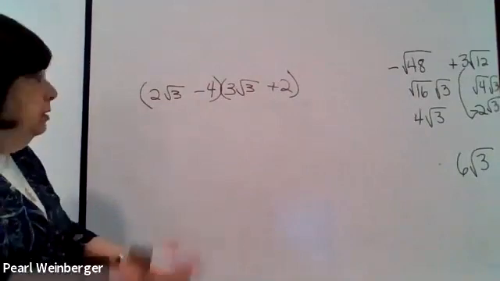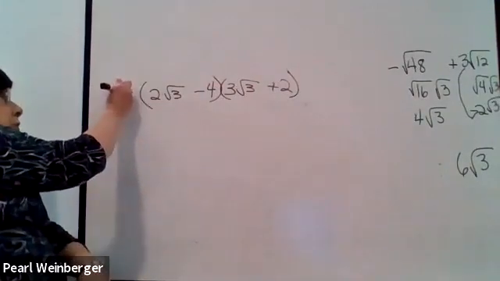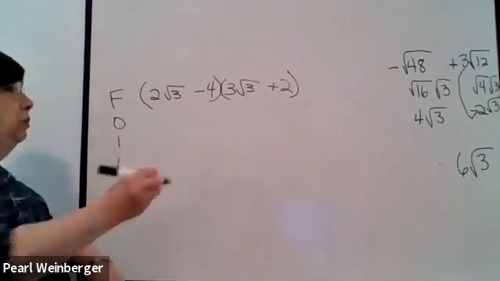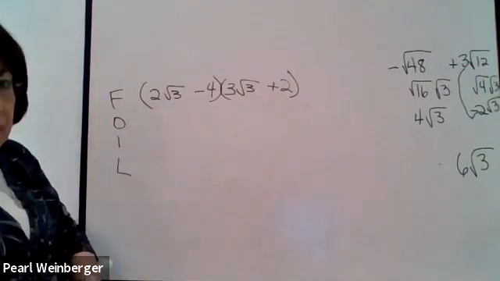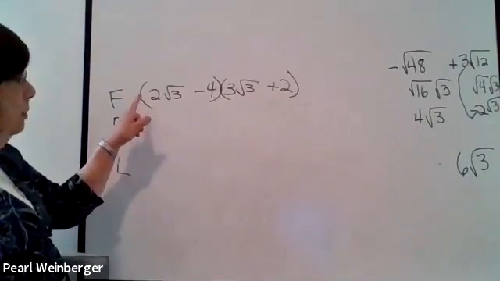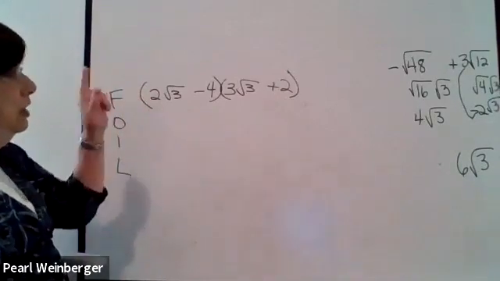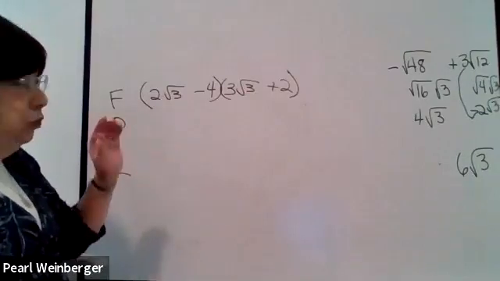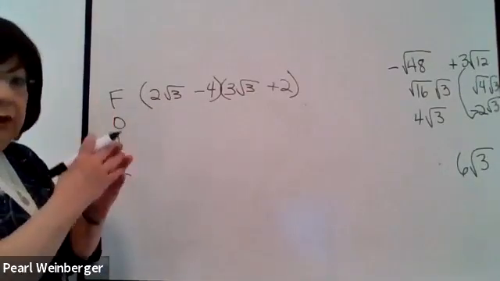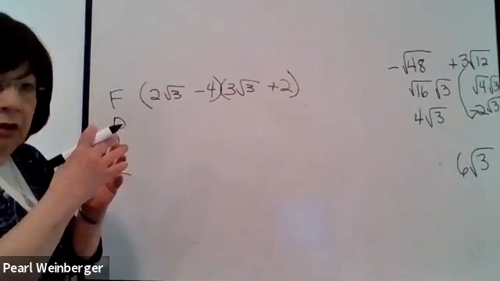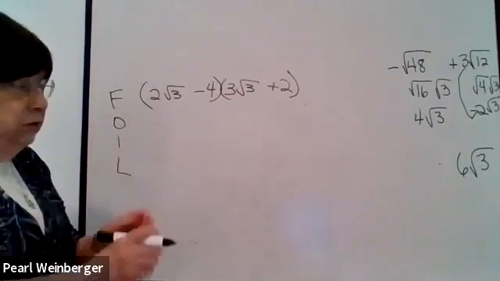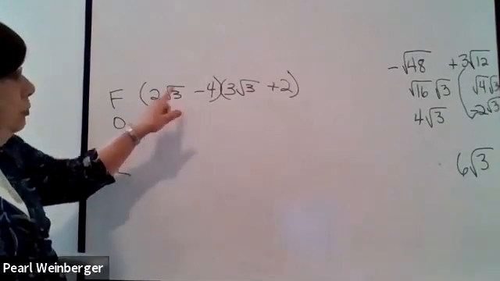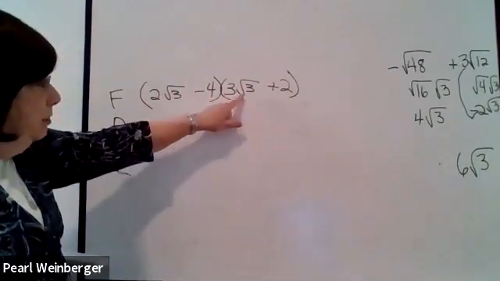We know when we multiply binomials, what we use is FOIL. Well, that's exactly what we're going to do over here. We're going to do first, outer, inner, last. We're going to have to do 4 multiplications. We're going to have to double use the distributive property. So first, I'm going to do the 2 radical 3 times the 3 radical 3.